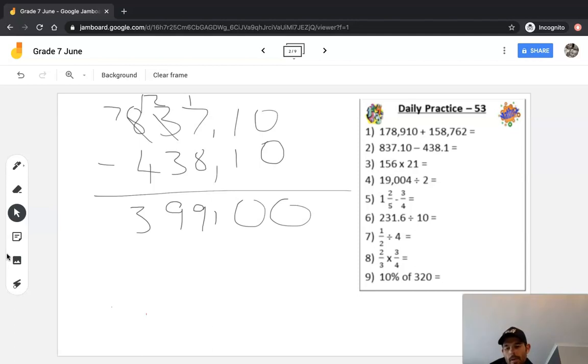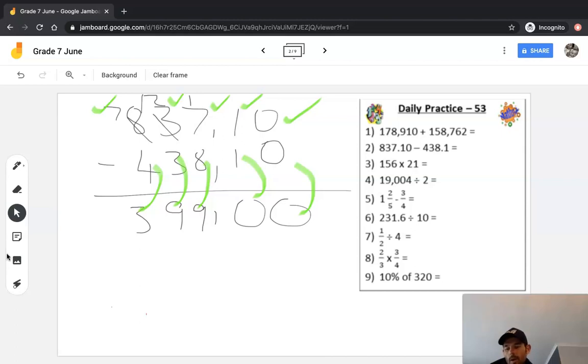So 0 plus 0 is 0, that works out. 0 plus 1 is 1, that works out. 9 plus 8 is 17, that works out. 9 plus 3 is 12, that's good. And 3 and 4 is 7, so that works out. So I know my calculation must be correct.